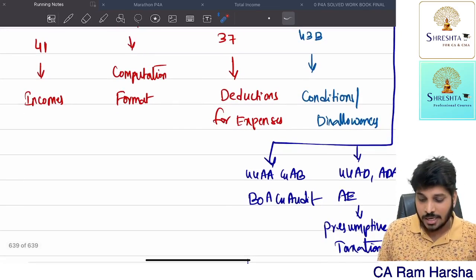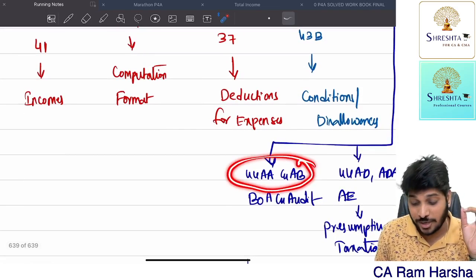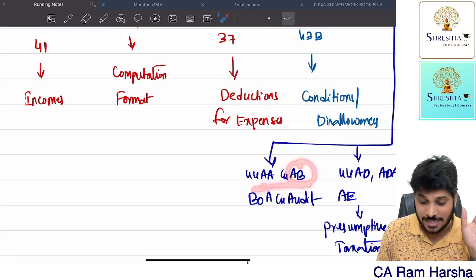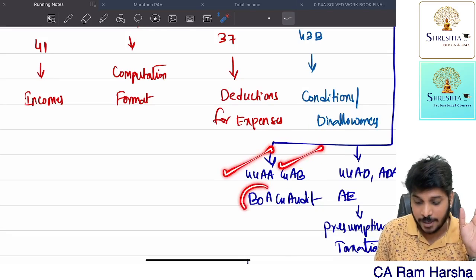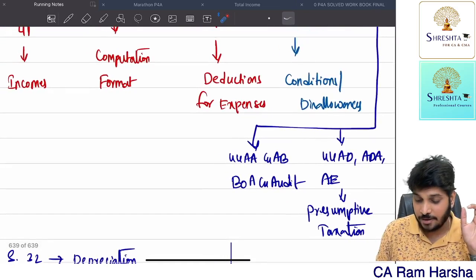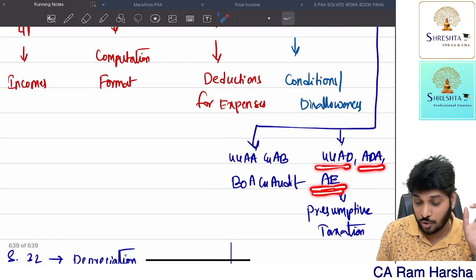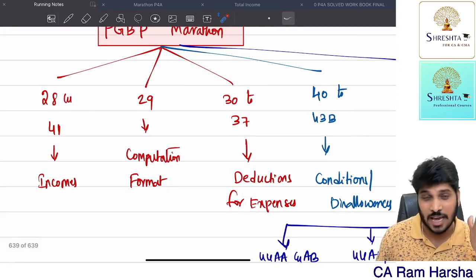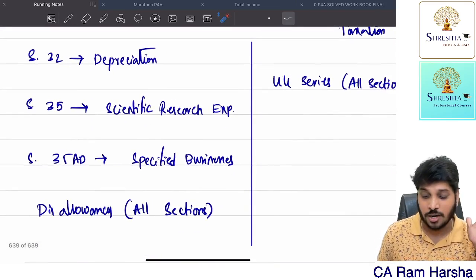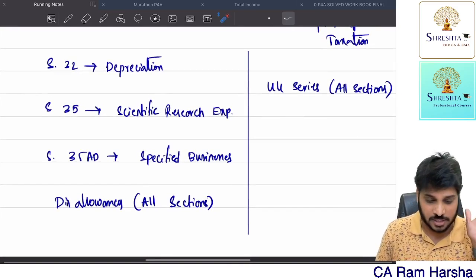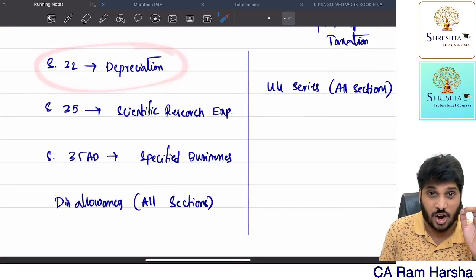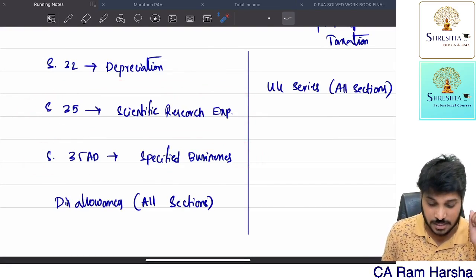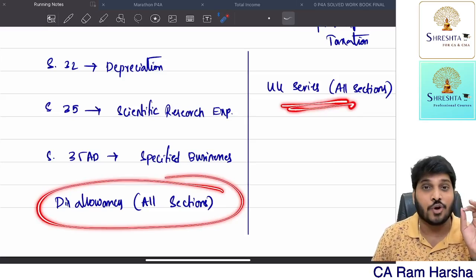Getting the point? Now 44AA, 44AB. I just simply wrote AB because of the space. It's actually 44AA, 44AB. They're talking about books of accounts and audit. Then 44AD, 44ADA, 44AE. These are talking about presumptive taxation. So these are the broad sections that we have in PGBP. Now, what we are going to discuss in this revision, we are specifically going to discuss the concept of depreciation, scientific research, 35AD specified businesses and disallowances, and the 44 series.